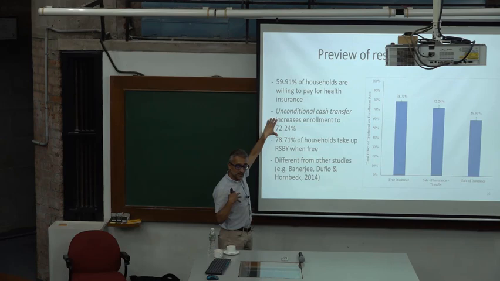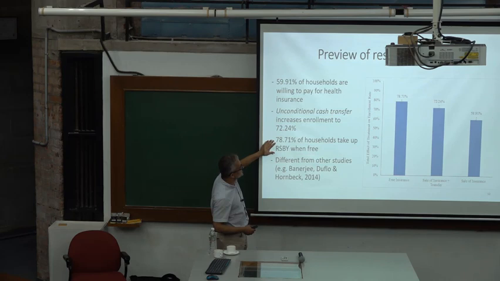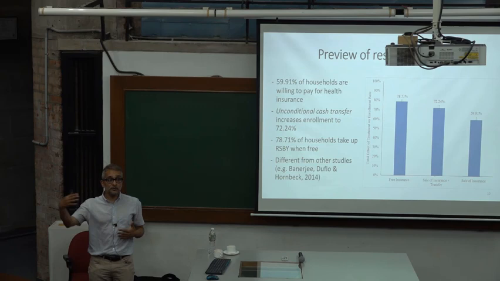So that's 72%, so 12% change. And then you get up to 78% enrollment if you provide free insurance, which is almost 20 percentage points higher than RSBY actually experienced. Okay?